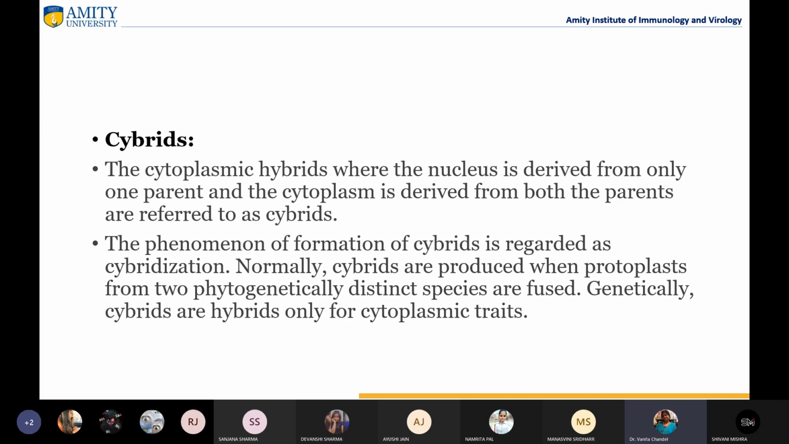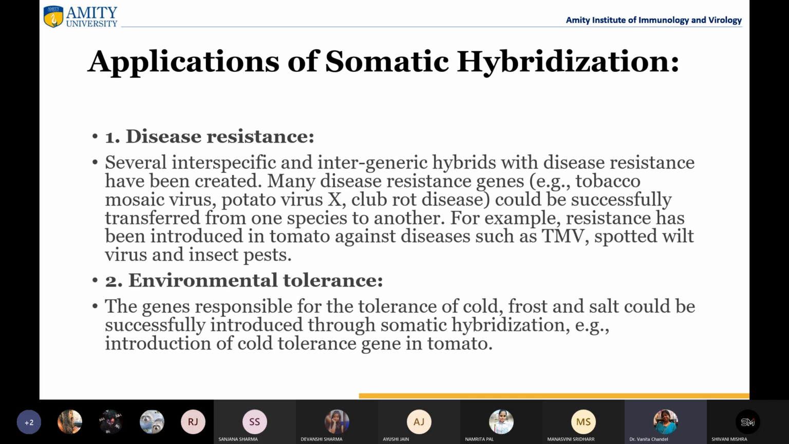That means they are not similar species. So in these cases, we can get the formation of cybrids. And genetically, cybrids are hybrids only for the cytoplasmic traits. So they have the majority of the cytoplasmic traits, right? So what are the applications of somatic hybridization?